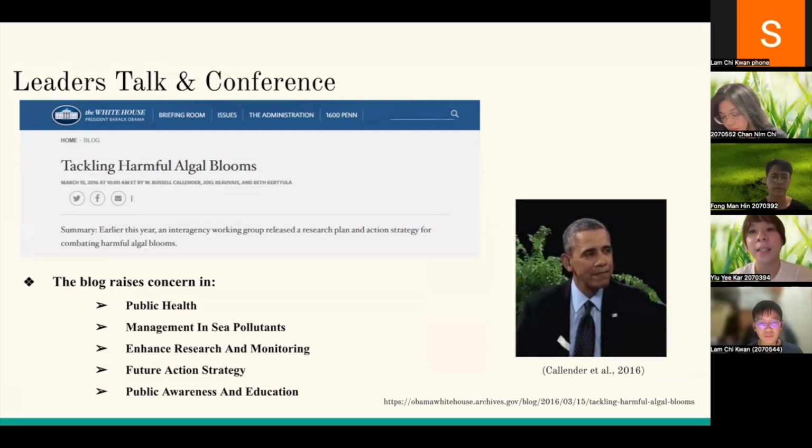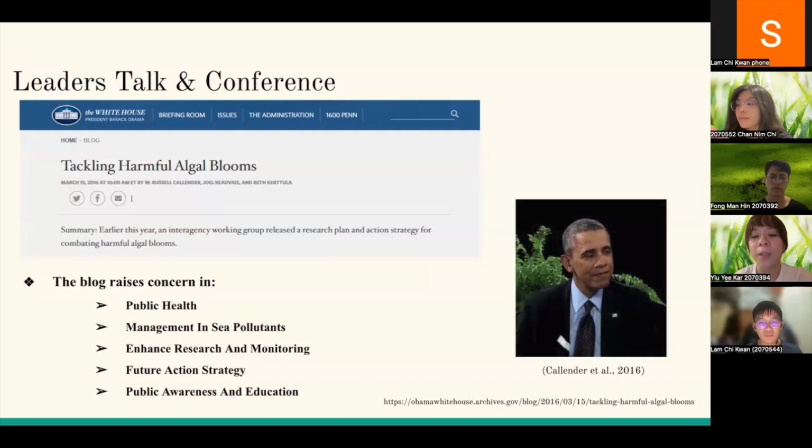Like in 2016, United States President Barack Obama actually had a blog talking about tackling harmful algal blooms. The blog raises concerns in the following fields. First of all, for public health concerns, he raised concerns on respiratory issues, skin irritations, and other health problems in humans and animals. He also boosts research and monitoring by collaborating with the Environmental Protection Agency and more.